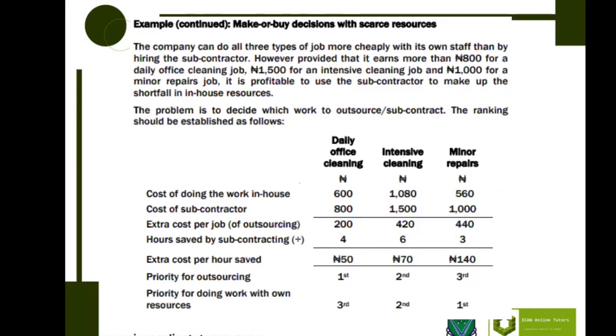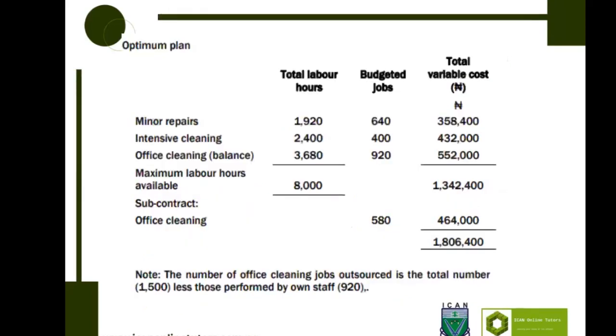For minor repairs, we have total labor hours, budgeted jobs, and total variable cost. Total labor hours for minor repairs will be 1,920. That is the average labor hour per job for repairs multiplied by the total number of jobs. The budgeted number of jobs is 640. And so for intensive cleaning: 6 hours, and the number of jobs is 400. Office cleaning is 4 hours.